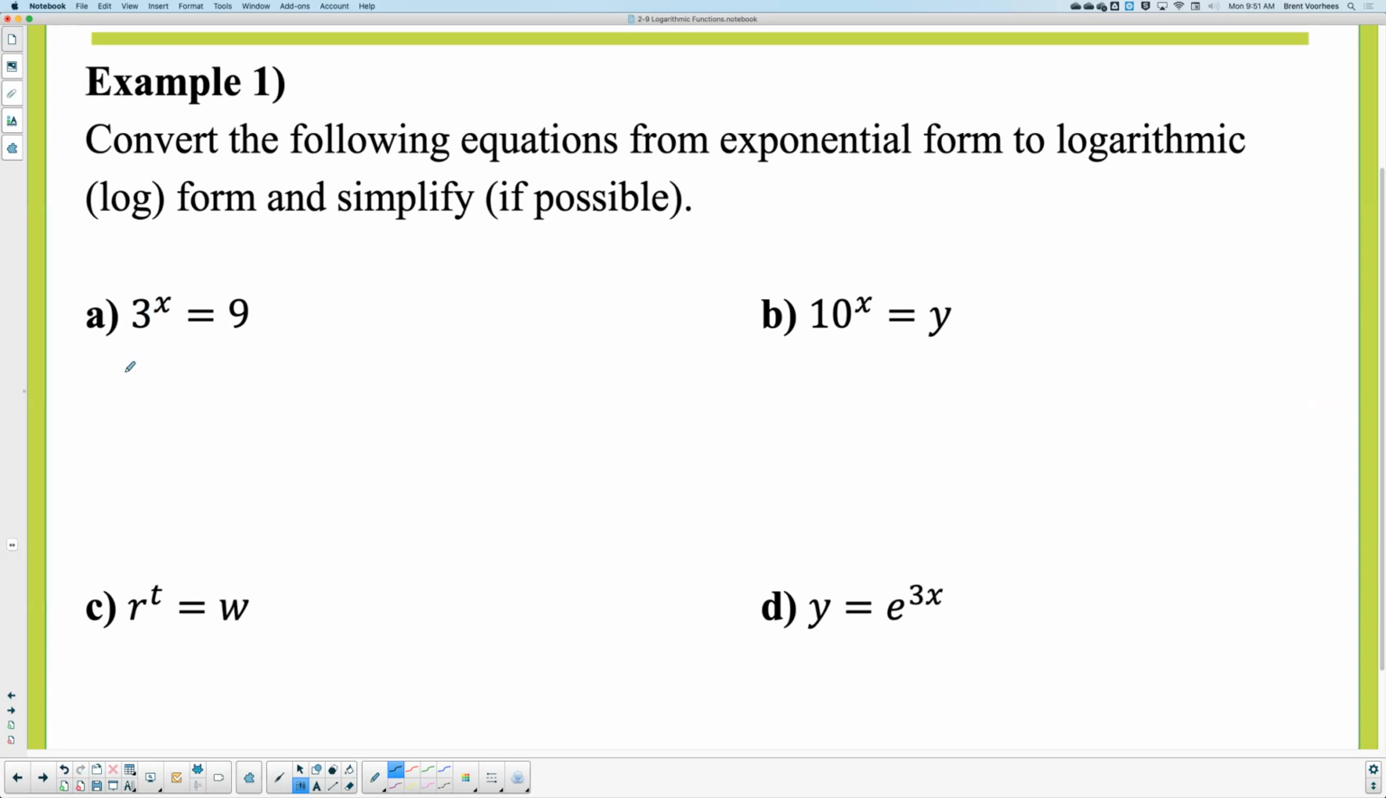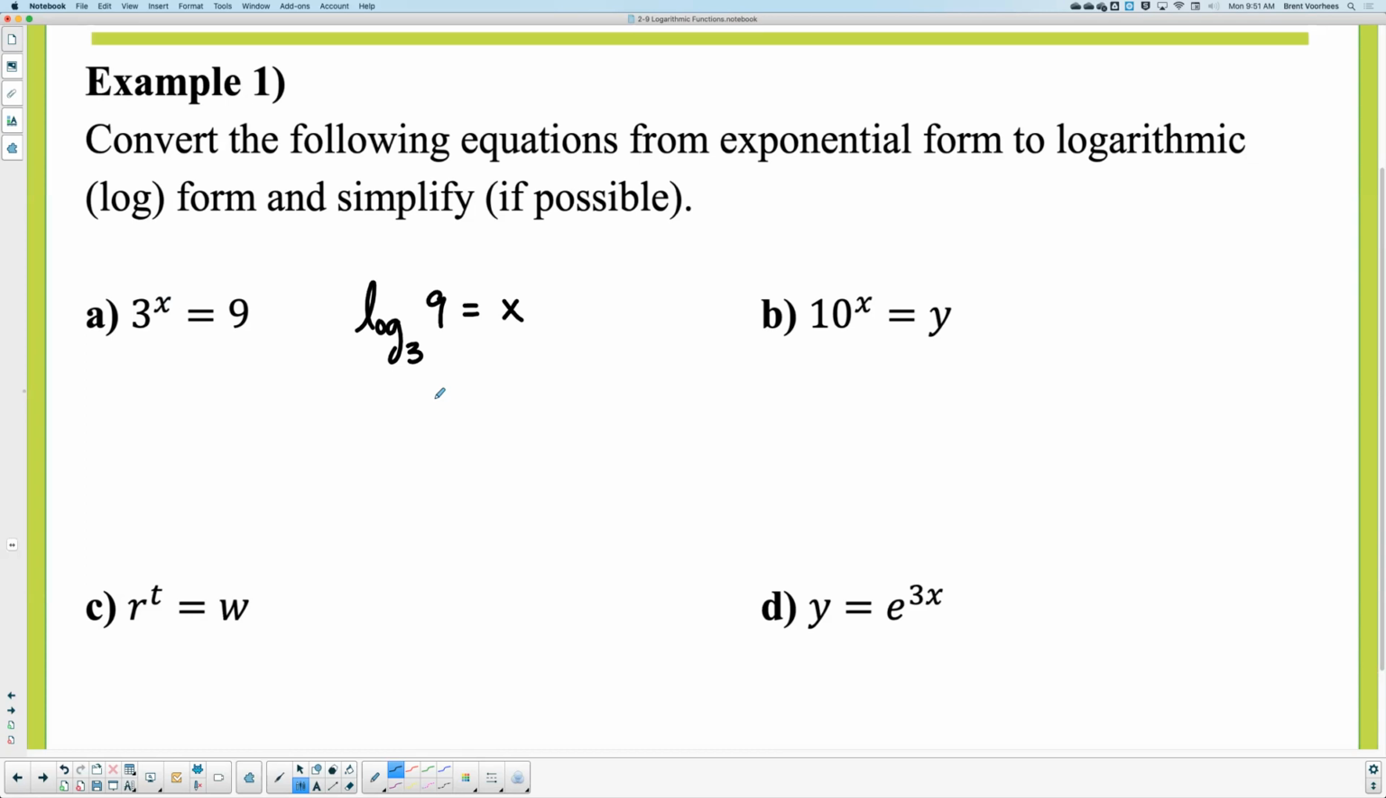It would be 3 squared. Now, let's say you didn't know that. How could you solve it? You would change it to a logarithm. If I change this to a logarithm, these two would switch locations. So I'd have log, what was my base? 3. These two switch locations, so it's log base 3 of 9 equals x. Notice we've isolated the x.